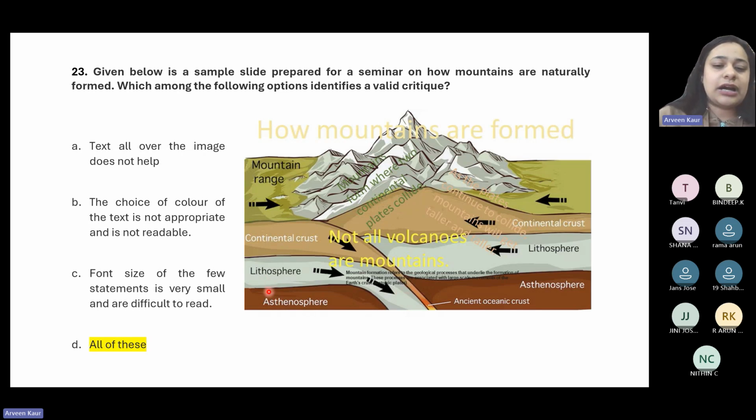Over here, asthenosphere, lithosphere, continental crust are still in colors that we can figure out what is written, right? Still, all of them are in different colors. Even if all of them were in black, it would have still been visible, right? There is no logic to it being in different colors, but at least they are legible. Over here, this is not even legible. This is not even legible, right? So all of these are actually correct critiques, or valid critiques, for this particular slide.